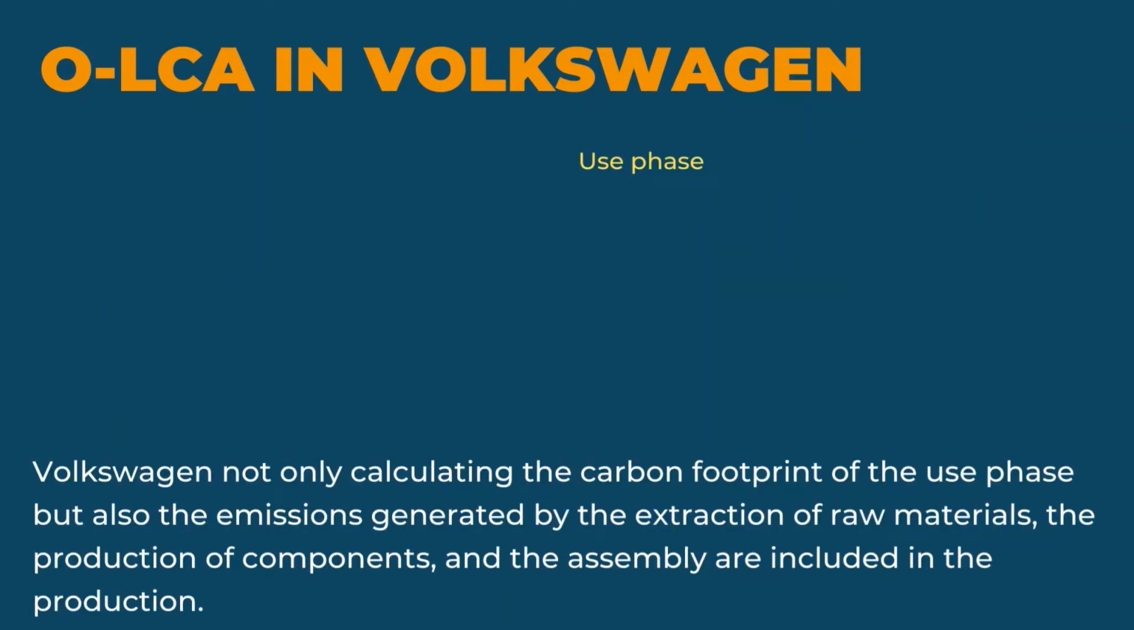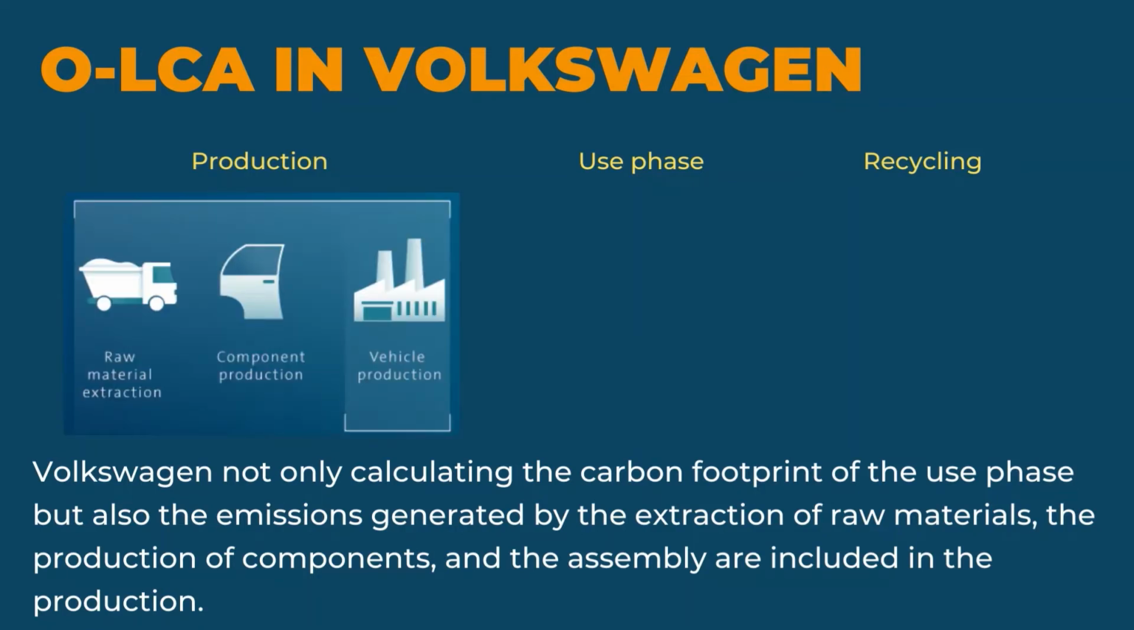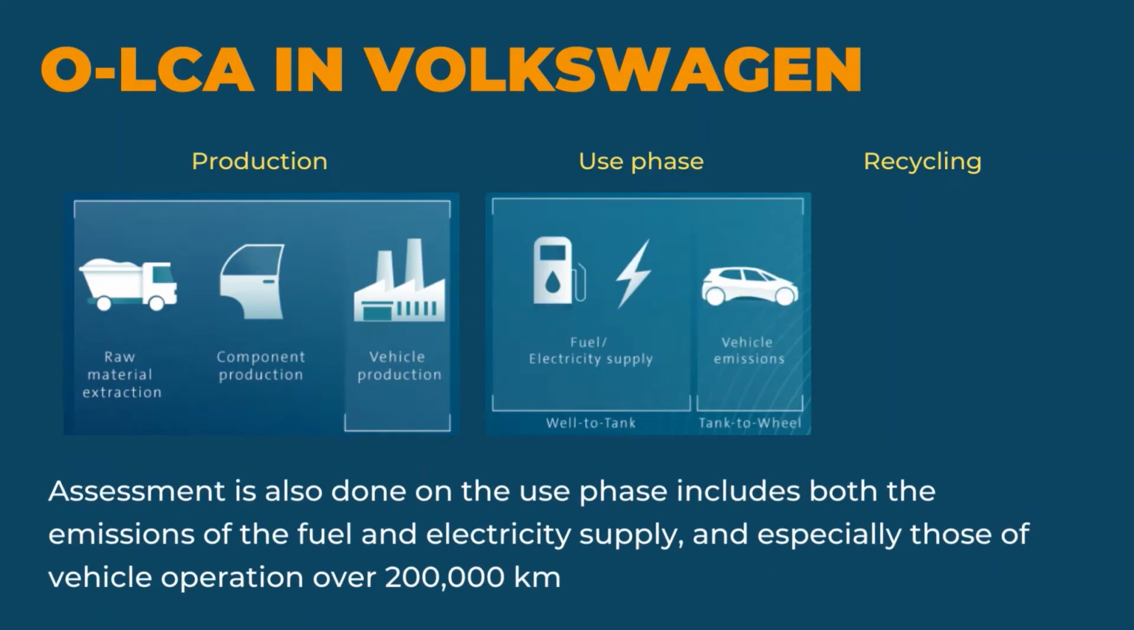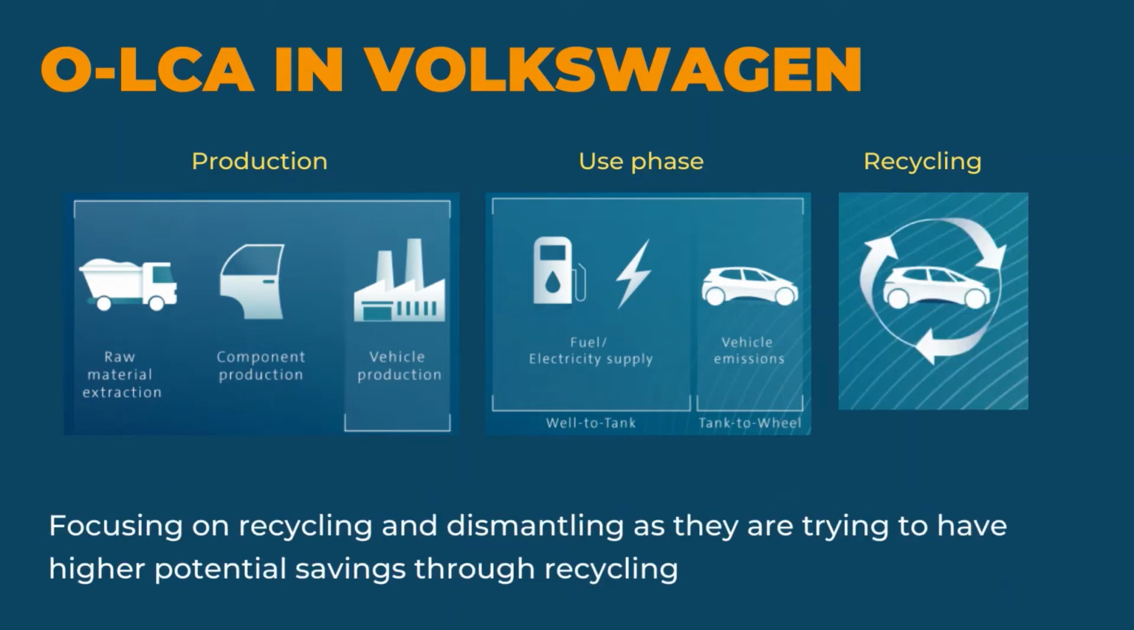Volkswagen is not calculating the carbon footprint of the use phase only, but also the emissions generated by the extraction of raw materials, the production of components, and the assembly, which are included in the production. Assessment is also done on the use phase, which includes both the emissions of the fuel and electricity supply, and especially those of vehicle operations over 200,000 km. The company also focuses on recycling and dismantling, as they are trying to have higher potential savings through recycling and calculating the carbon produced in the recycling process.